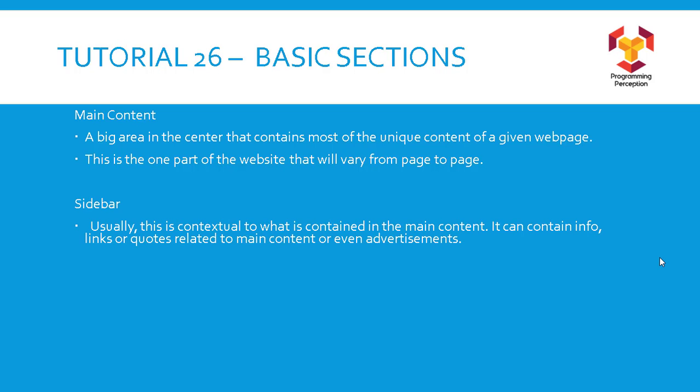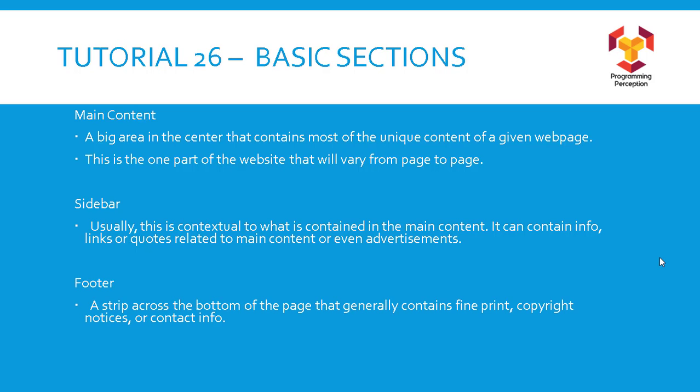Sidebar. Usually this is contextual to what is contained in the main content. So according to the main content, the sidebar content can change. It can contain info, links or quotes related to the main content, and sometimes it even contains advertisements.